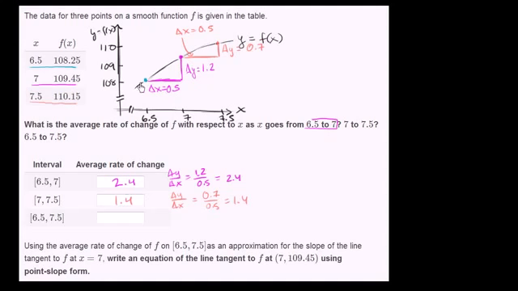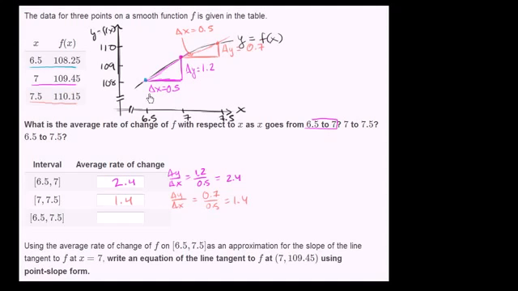So this one right over here, let me try my best to draw it. You can see it's steeper than the second one, than this secant line right over here. And now let's find the average rate of change over this interval, which is the same thing as the slope of the secant line between that point and that point.